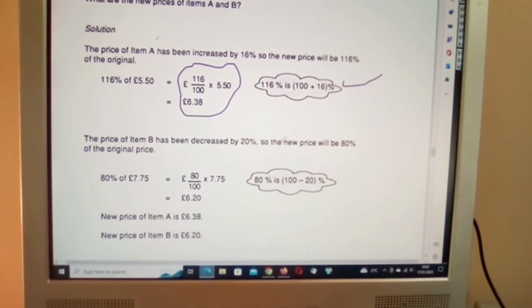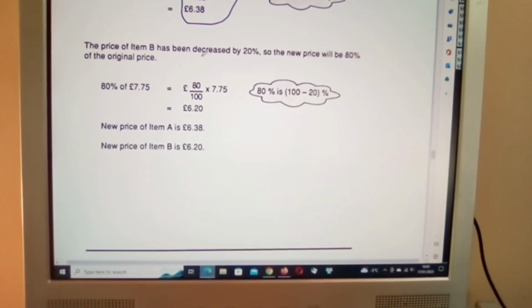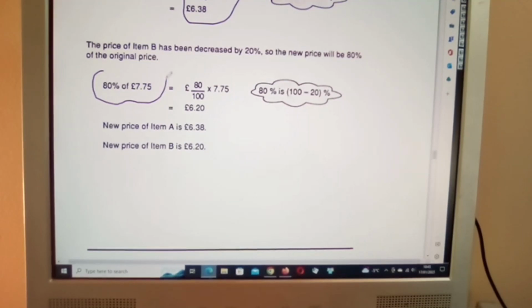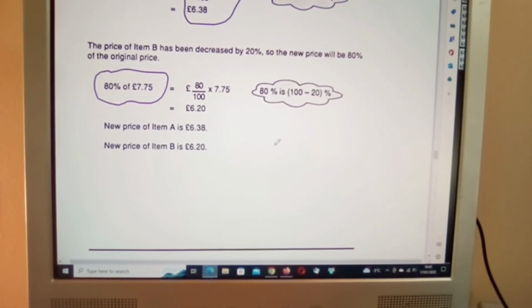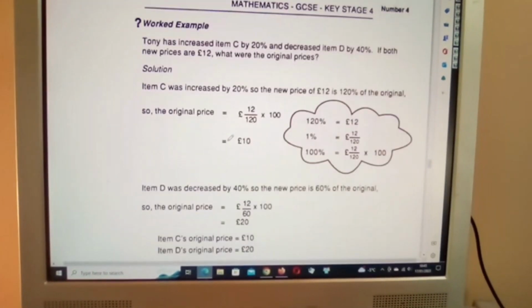Basically you look at the little tips they've given you. Use the tips, and here you have 80% of £7.75. What that is equal to, bring that up. And all they're doing here again is simple new prices.